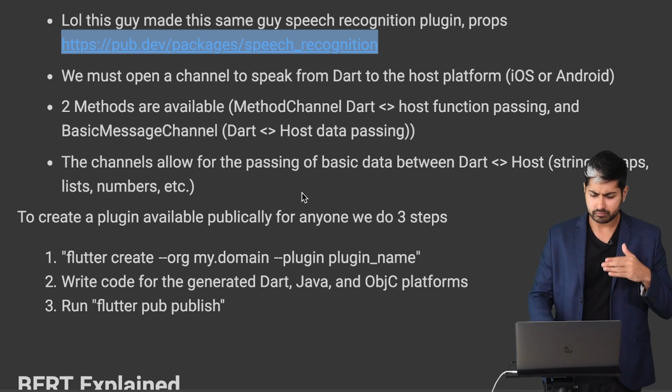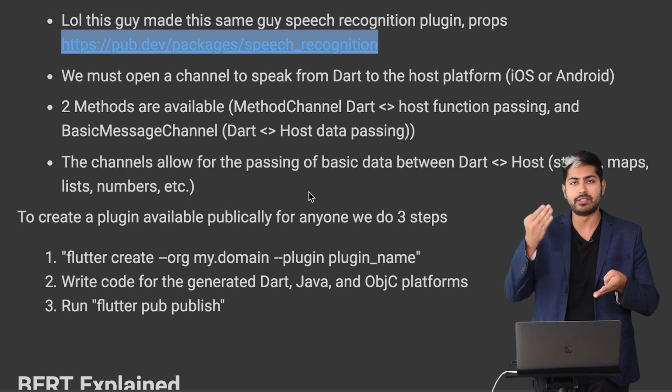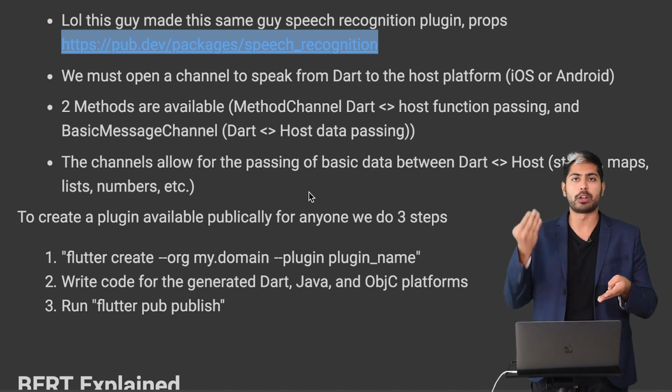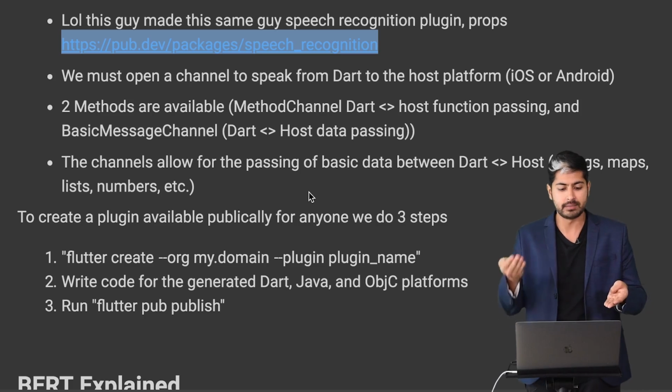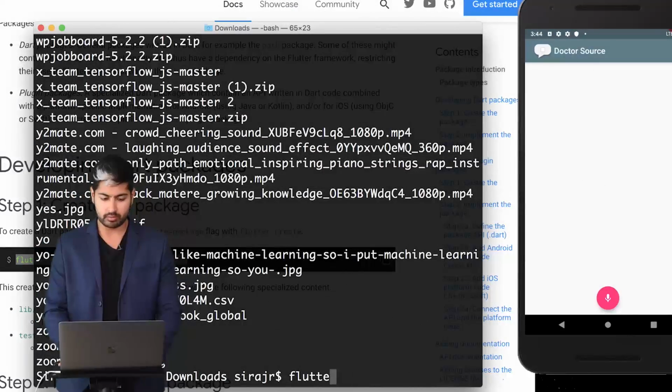Okay, so basically, all channels do is they're a stream that allows you to send serialized data back and forth between the host and Dart. That's it. Okay, so how do we create a plugin? So step one is to create the package like this. Okay, so I'll just basically paste in this code from them.